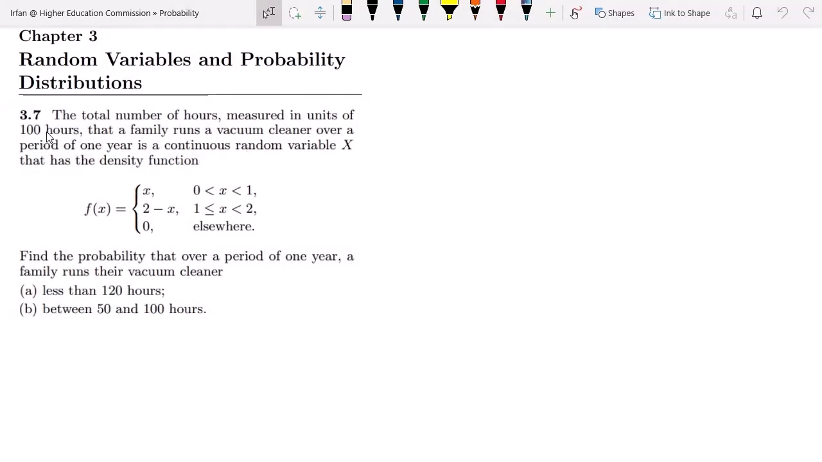So this is question 3.7, and the statement of it is: the total number of hours, measured in units of 100 hours, that a family runs a vacuum cleaner over a period of 1 year is a continuous random variable X that has the density function. Since the random variable given is a continuous one, you should keep in mind that you will have to use integration. That is the essence of questions like this one.